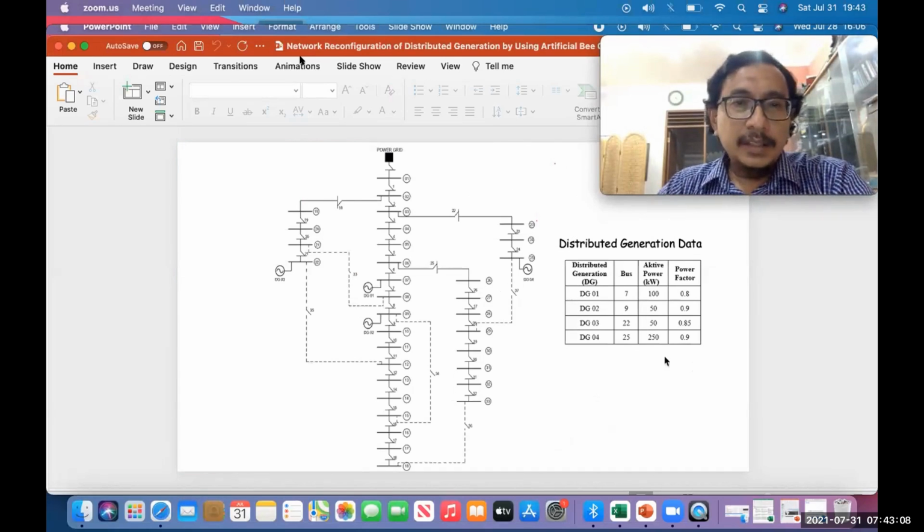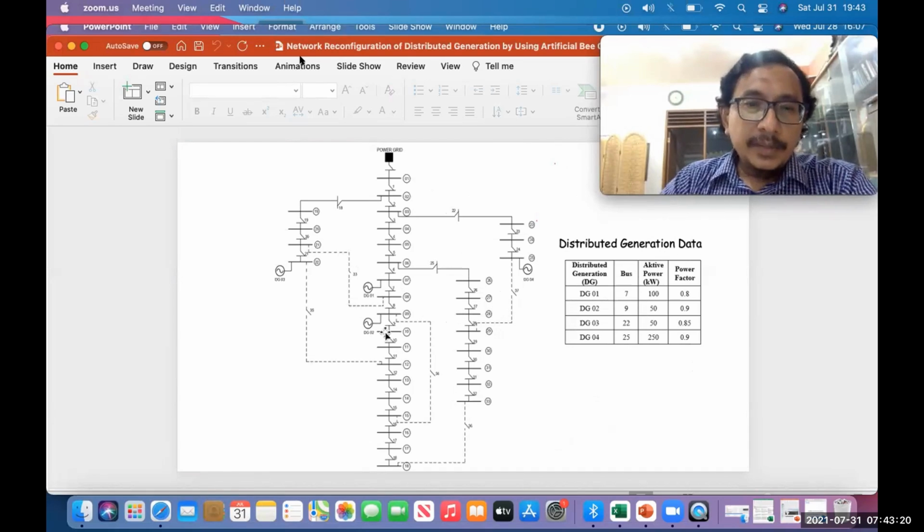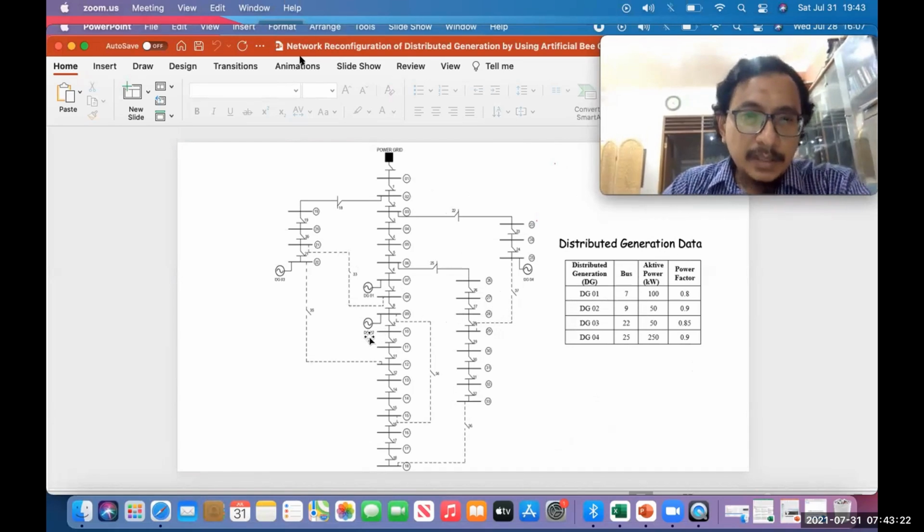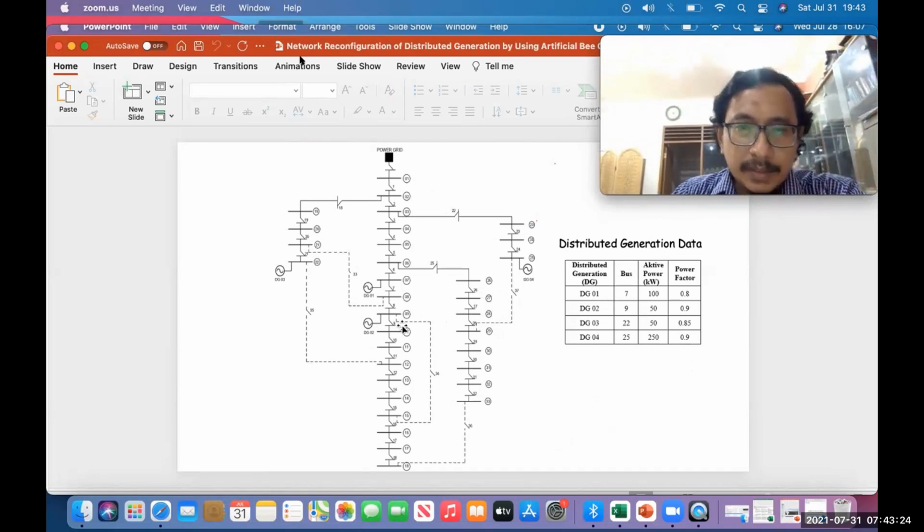And this is the one-line diagram of the IEEE 33 bus, and this is the distributed generation data. DG1 is connected to bus 7, DG2 to bus 9, DG3 to bus 22, and DG4 to bus 25.